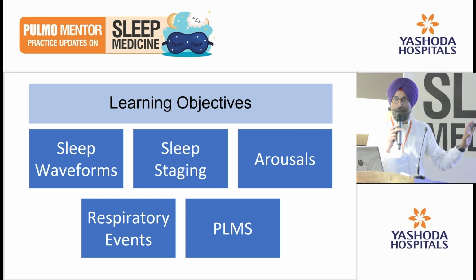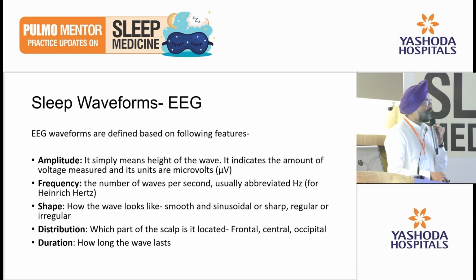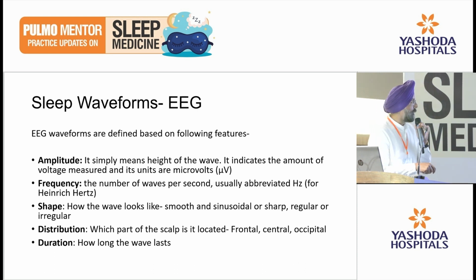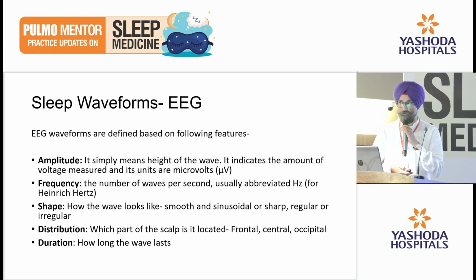Now, you have to keep this sequence in mind, please. Don't break this sequence. If you do a level 1 study, don't jump straight to analyzing the respiratory events. You have to go in this sequence to get things correct. In sleep waveforms, you identify the EEG waveforms based on these 5 things: the amplitude, the frequency, the shape, the EEG leads in which they are present, and the duration of the wave. Once you know these features, you will be able to identify most of the sleep waveforms.